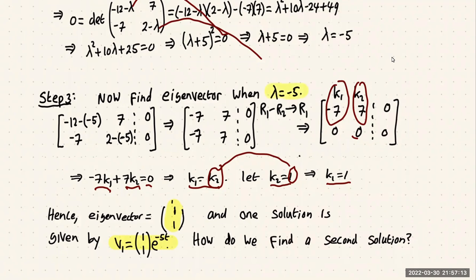So that's one solution. Since there's only one eigenvalue, we cannot find another eigenvector. So the question is, how can we find a second solution? Let me explain that now.